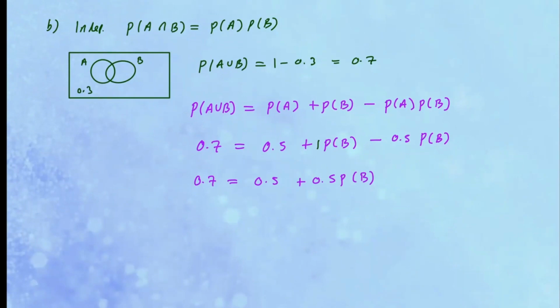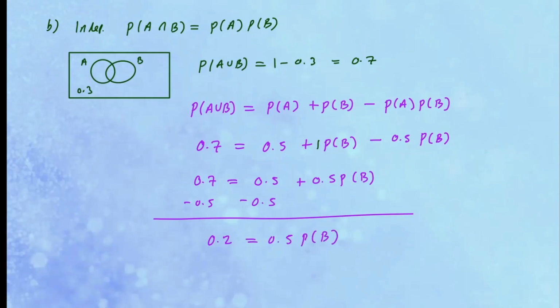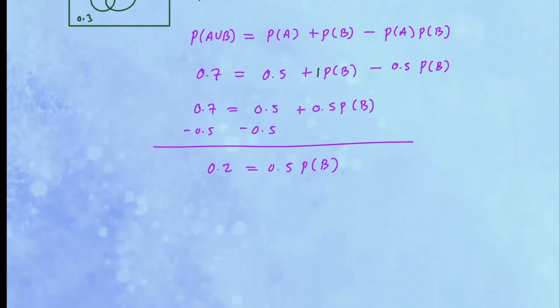Okay, now let's subtract 0.5 from both sides. Just a little bit of algebra. That gives us 0.2 is equal to 0.5 times the probability of B. Now we divide by 0.5, so you'll have 0.2 over 0.5, which is equal to 0.4. That is our probability of B.